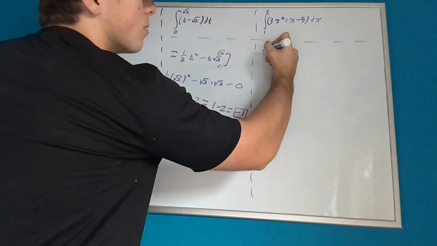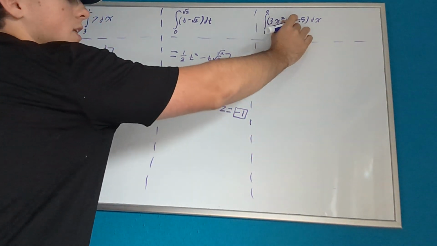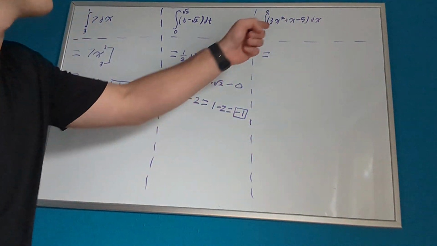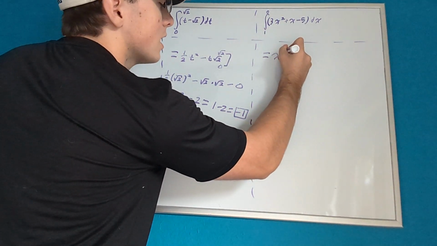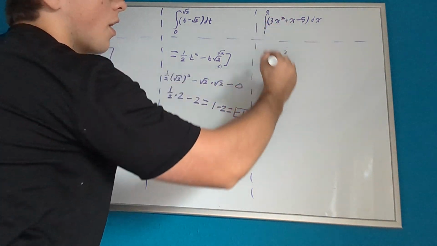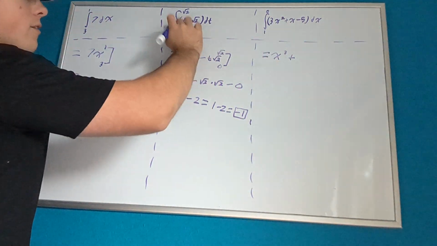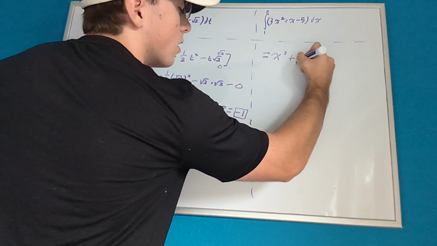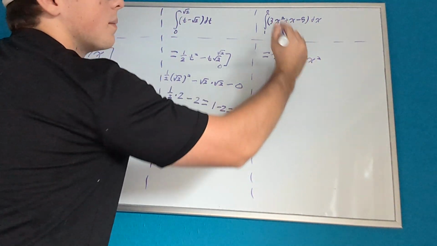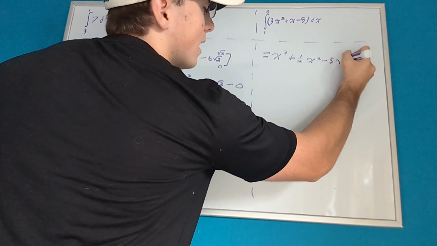Once again, let's start with finding the integral of our integrand. What's the integral of 3x squared? That'll just be x cubed. What's the integral of x? Well, we already did that for t. It's 1/2, and in our case, it'll be 1/2 x squared. And then minus, this will be 5x.